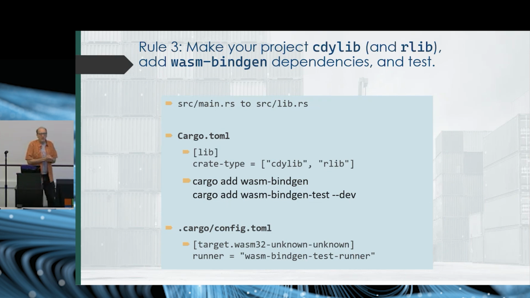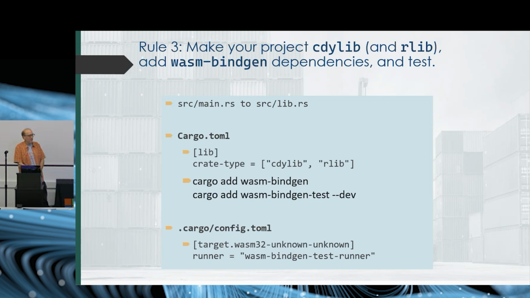Okay, so now we want to change our program to make it in a form that's suitable so that JavaScript can call it. We need it to be a library. So the first thing we'll do is rename main.rs to lib.rs, and then we'll go into our Cargo.toml and put a lib section in. Something different than we used to do.